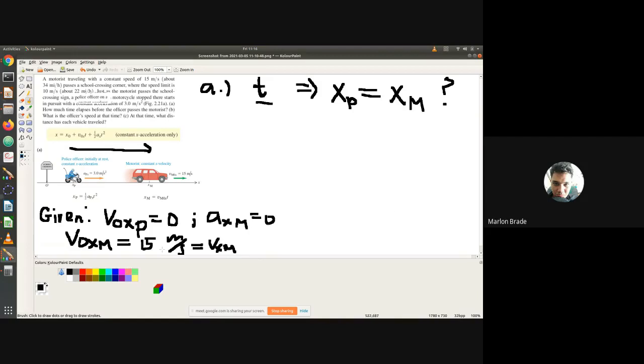So now if I use the equation for x, the second equation: x equals x naught plus v naught x t plus 1/2 a x t squared.